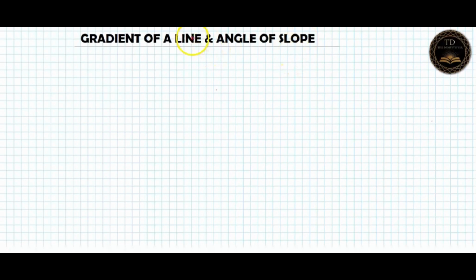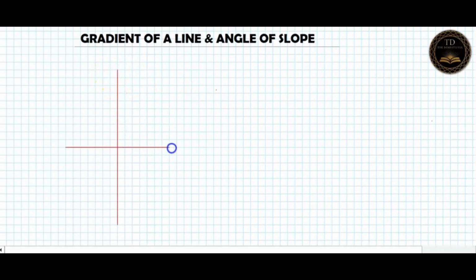Hi. Now let's demystify gradient of a line and angle of slope. We're also going to look at the relationship between them, how they are connected. Now let's start by deriving the formula for finding the gradient of a line.